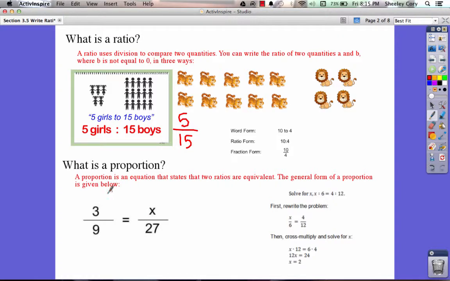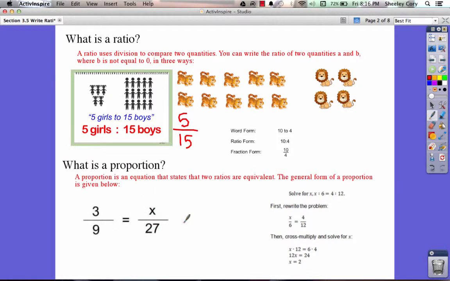So you might ask yourself, what is a proportion? A proportion is an equation that states that two ratios are equivalent. What it does is it sets one ratio equal to another ratio. You're comparing two things that are being compared with division, and you're setting it equal and saying it's equal to two other things that are also being compared in division. You're saying that one ratio is equal to the other ratio, and that's what a proportion is.